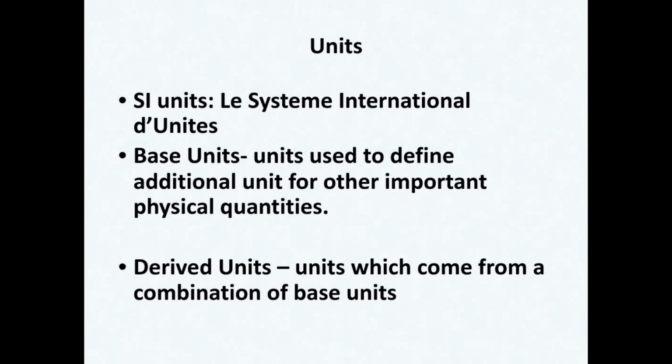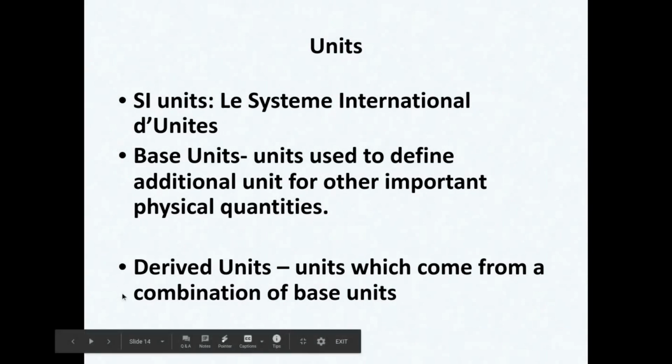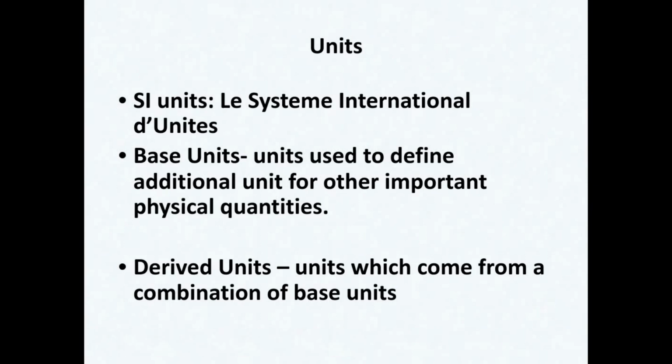Next, we need to look at units. So we have the SI system, which is the International System of Units, the unit system that's used throughout the world in science. We have what are called base units, so this is when we're just looking at one quantity, and derived units when we're combining 2 base units together, such as miles per hour.